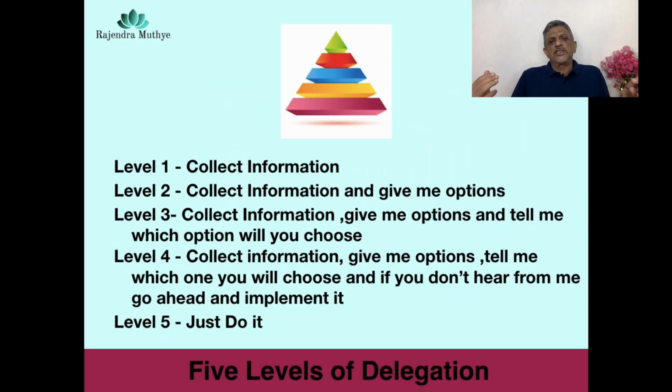The third level of delegation is: collect the information, give me the options, and tell me which option you will choose and why you would choose that. Now that gives me a certain confidence that you're thinking in the right direction. So that's why I will ask you to give me the options and the choice. What is going to be your choice? That is the third level of delegation. Fourth level is: collect the information, give me the options, tell me which one you will choose, and if you don't hear back from me, go ahead and implement it. That means I know that you've thought it through enough and you're in the right direction. If I don't get back to you, just go ahead and do it.